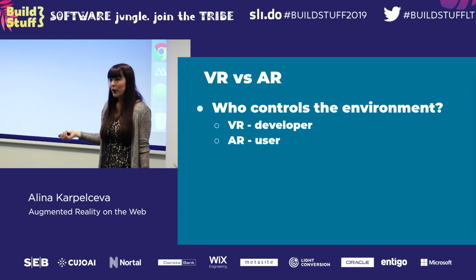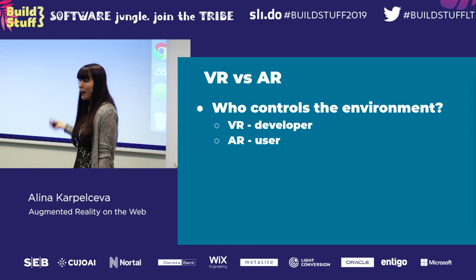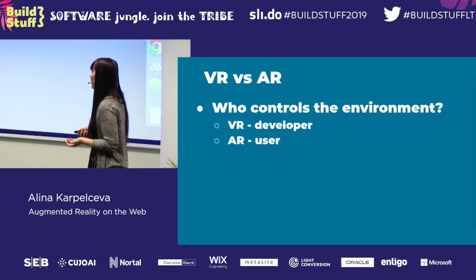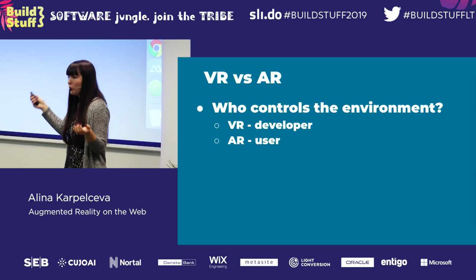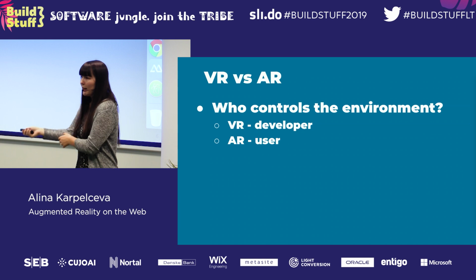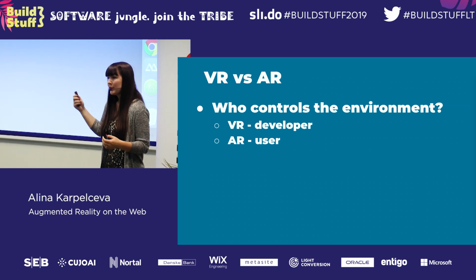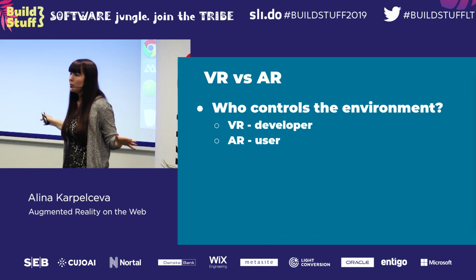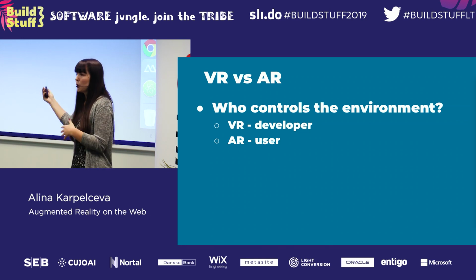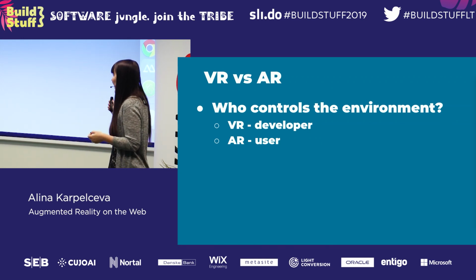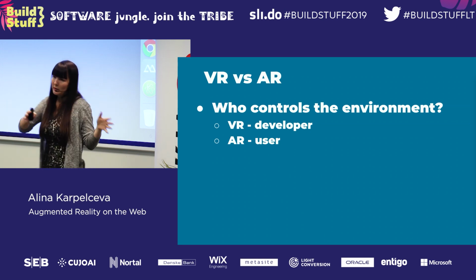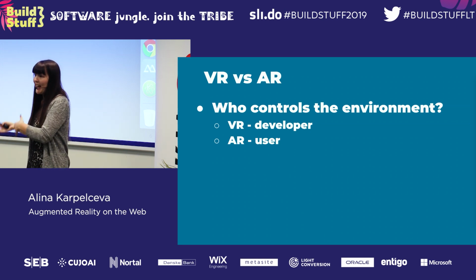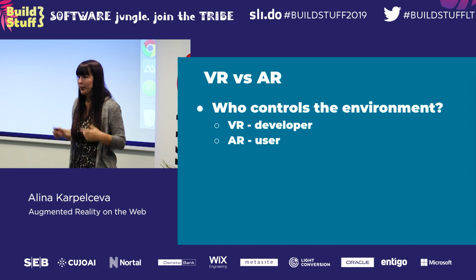So if we compare those two concepts, VR and AR, we can compare them in terms of, let's say, who controls the environment. You can view it in this way: in VR, it's a developer who controls the environment because they create the world around the user and let the user play with it. And in AR, it's the user who feeds the real world to the app, and the app should adapt, recognize, and do something about it.